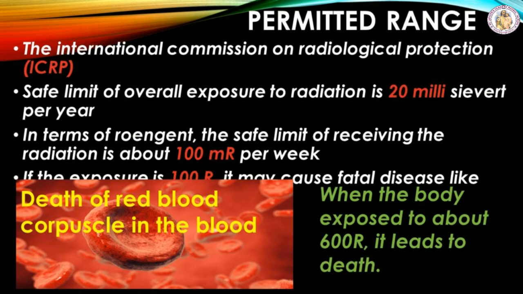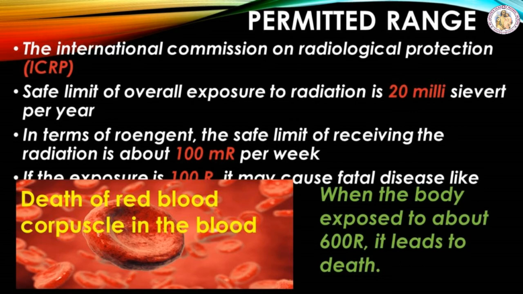Permitted range. The International Commission on Radiological Protection (ICRP) has recommended certain maximum permissible exposure limits to radiation that is believed to be safe without producing any appreciable injury to a person. Safe limit of overall exposure to radiation is given as 20 millisievert per year. In terms of Roentgen, the safe limit of receiving the radiation is about 100 milliroentgen per week.